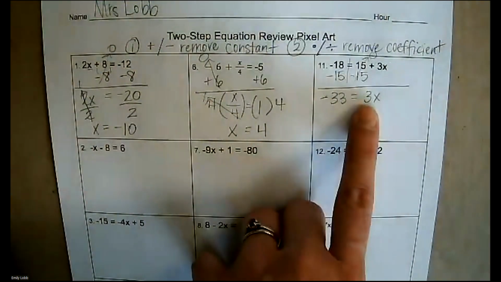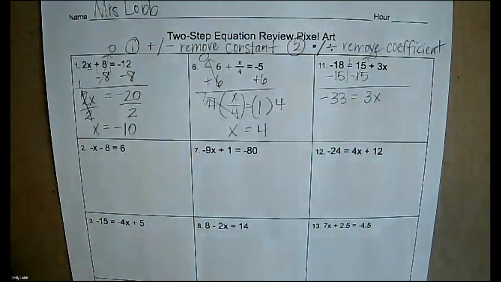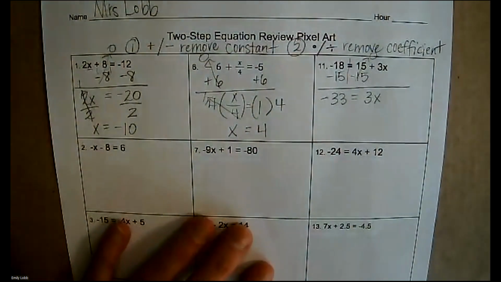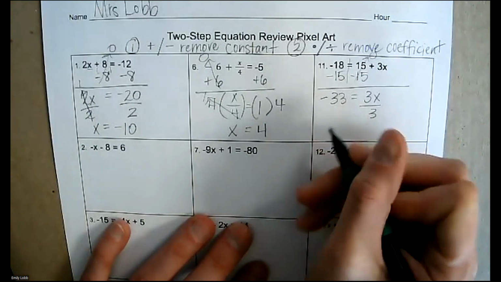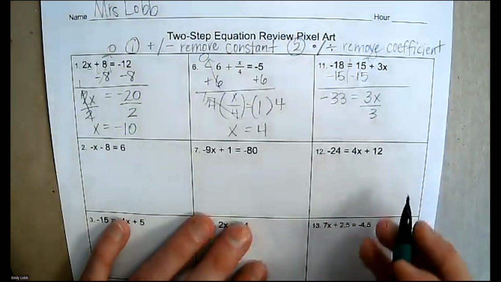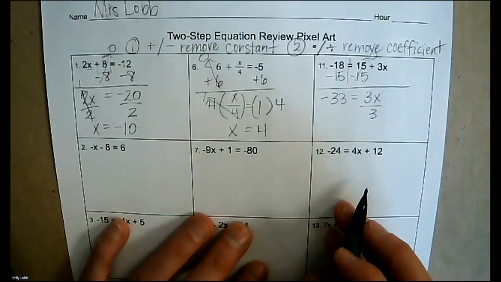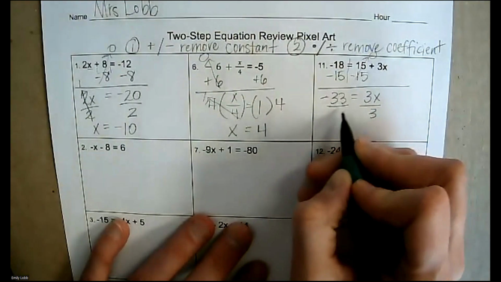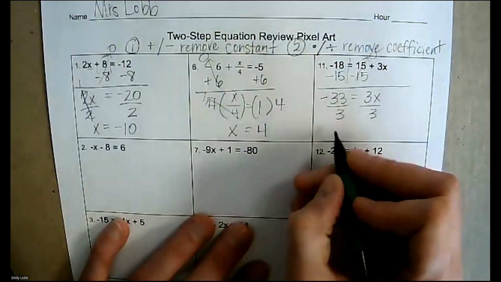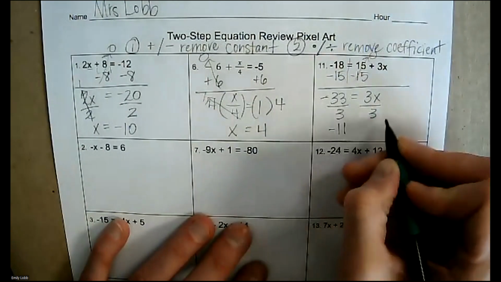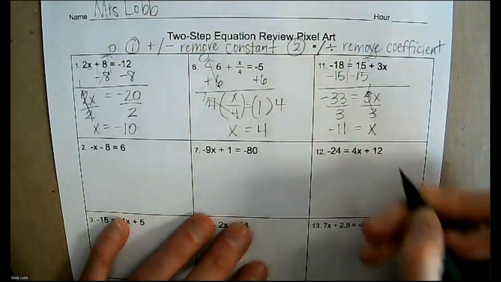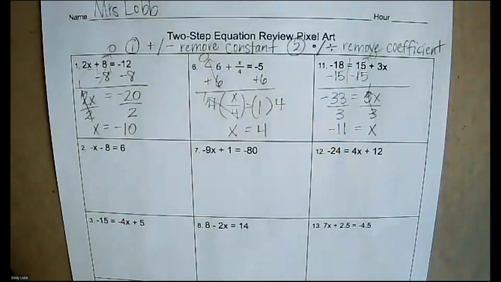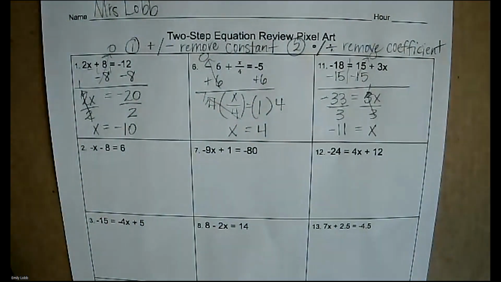How do I get the x by itself? How do I make that 3 a 1? Divide it by itself. You have to multiply or divide to remove the coefficient. So -33 divided by 3 is -11. 3 divided by 3 is 1. So I just have 1x over here. So I'm just putting in the number -11 here.